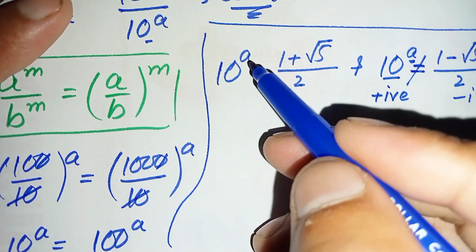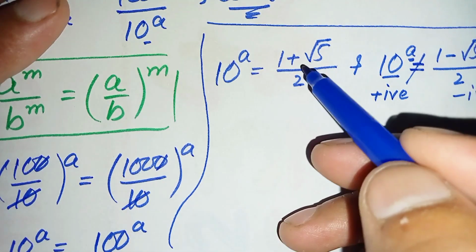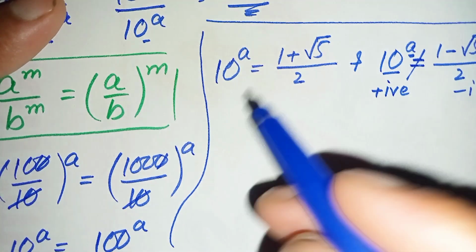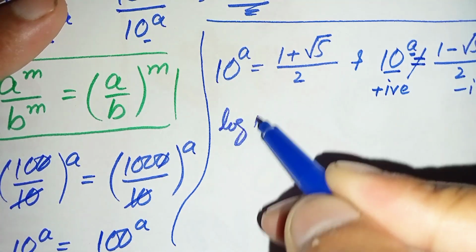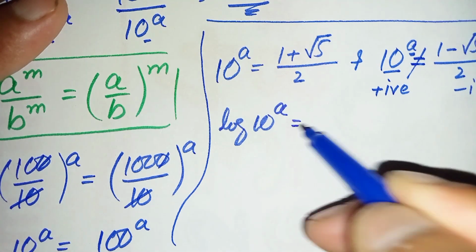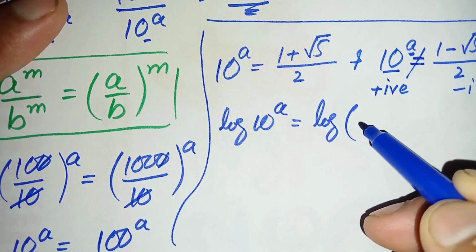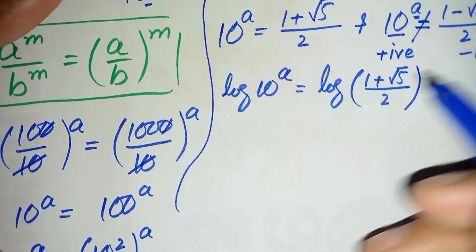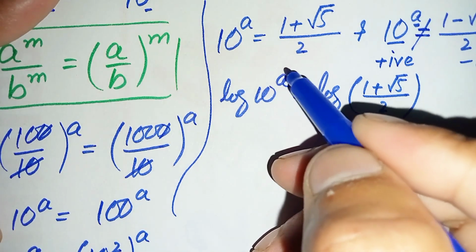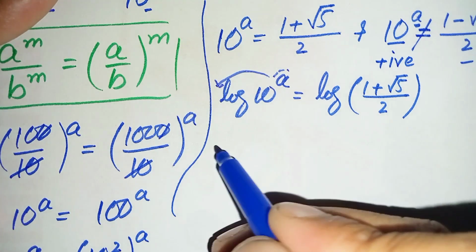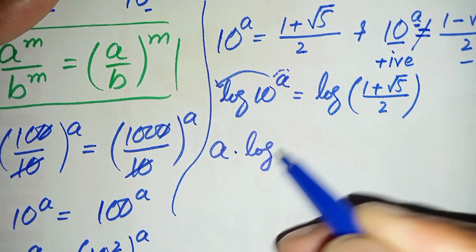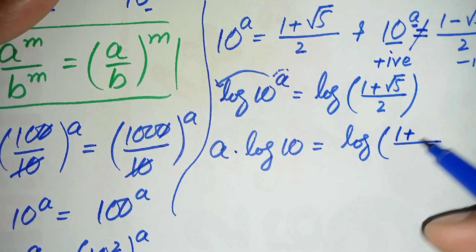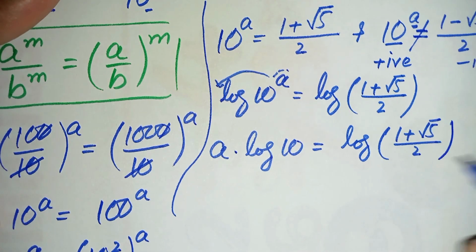Now how can we find the value of a from such an equation? From such an equation we can only calculate the value of a using logarithm. So let us take common log on both sides. So this will become log of 10 raised to power a is equal to log of 1 plus square root of 5 divided by 2. Now we will use a logarithm property and move this power to the front of log. So this will become a times log of 10 is equal to log of 1 plus square root of 5 divided by 2.